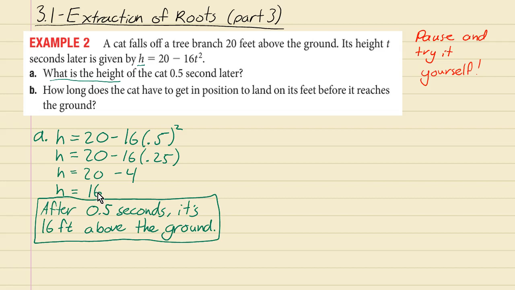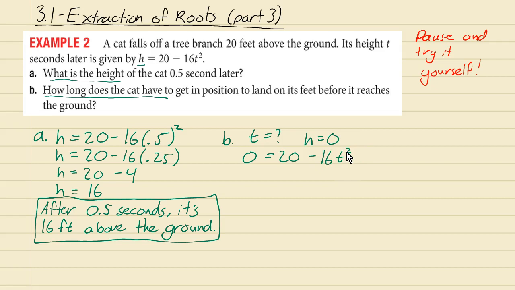And for part B here, the question is asking how long the cat has. That's what we want to know. That means we want to know what is t equal to so that the cat reaches the ground. So how much time does it take until it reaches the ground? Well, when it reaches the ground, you know what its height above the ground is. It's 0 feet above the ground. So we can plug in h and see if we can solve it to find what t makes that work. So it's going to look like 0 equals 20 minus 16t squared.